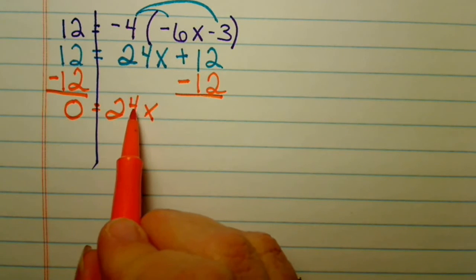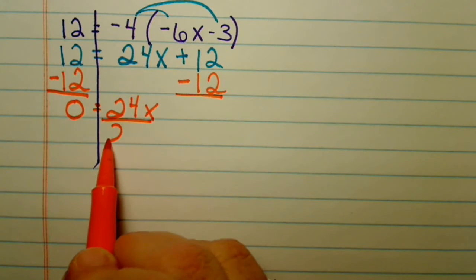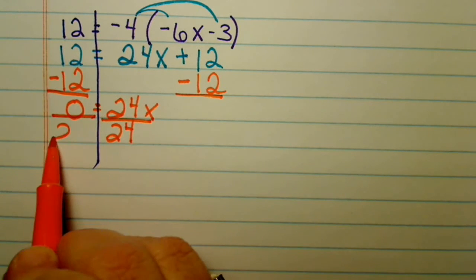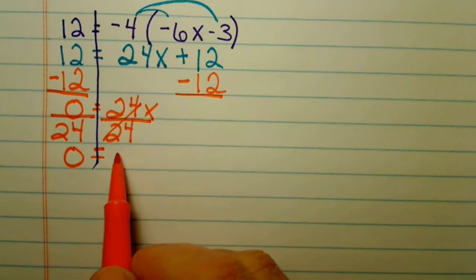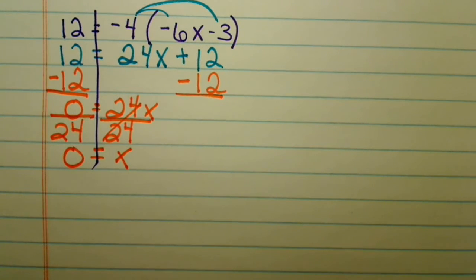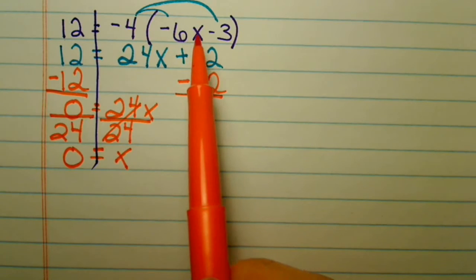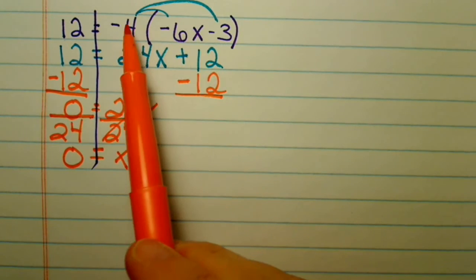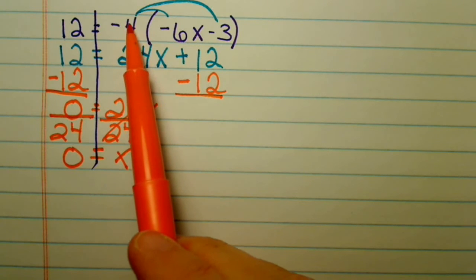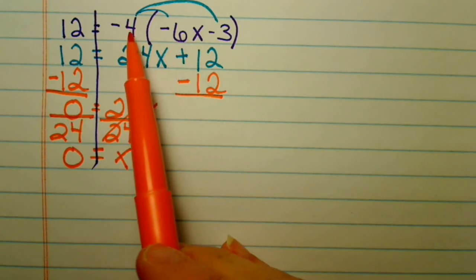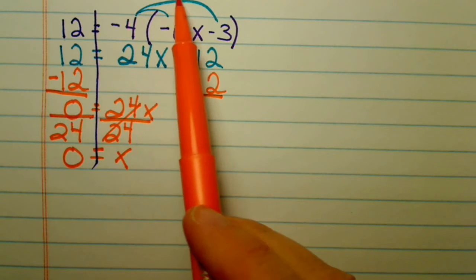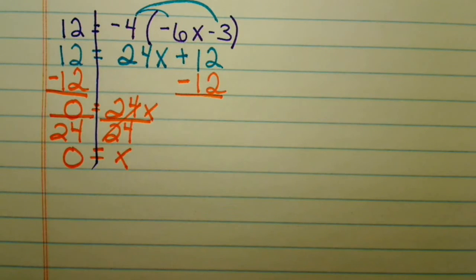And now I'm going to do the inverse of multiplication and divide. And our answer is 0. And if you plugged in the 0 here, you would end up getting a negative 4 times 0, 0, and then a negative 4 times a negative 3 would be your 12.